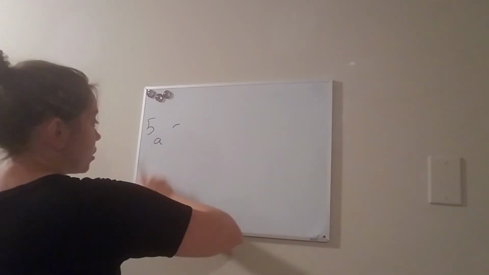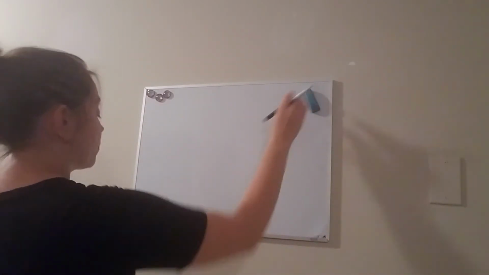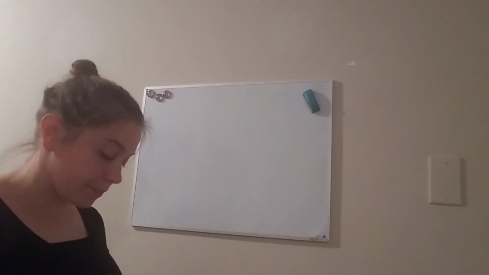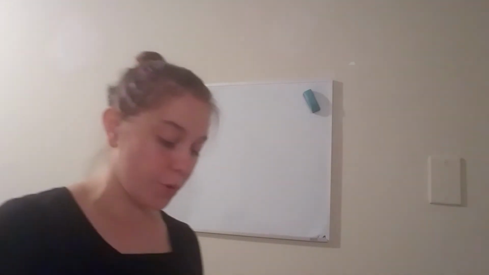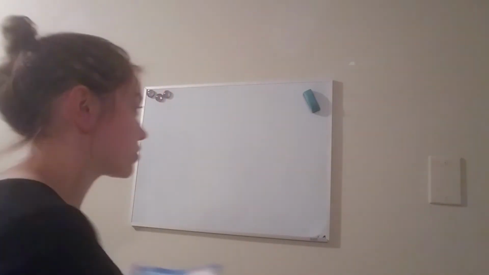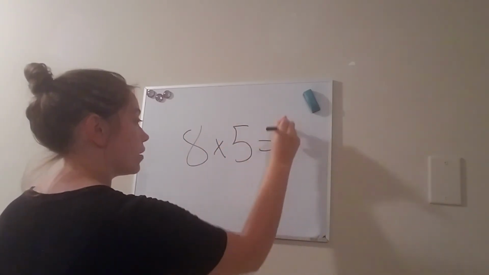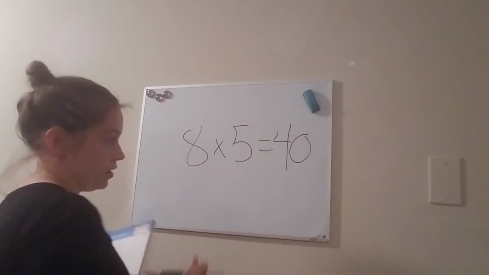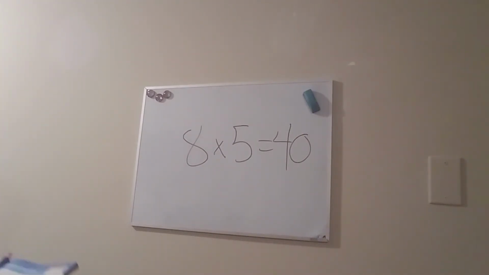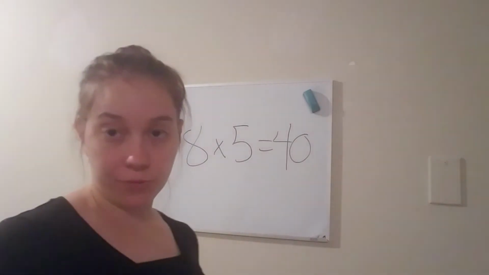This one is going to be different for each student. So it says, write a comparison number story using the equation 8 times 5 equals 40. Okay, so this is the equation you're using. So I could even say, I'm going to give you an example. I want yours to be different.